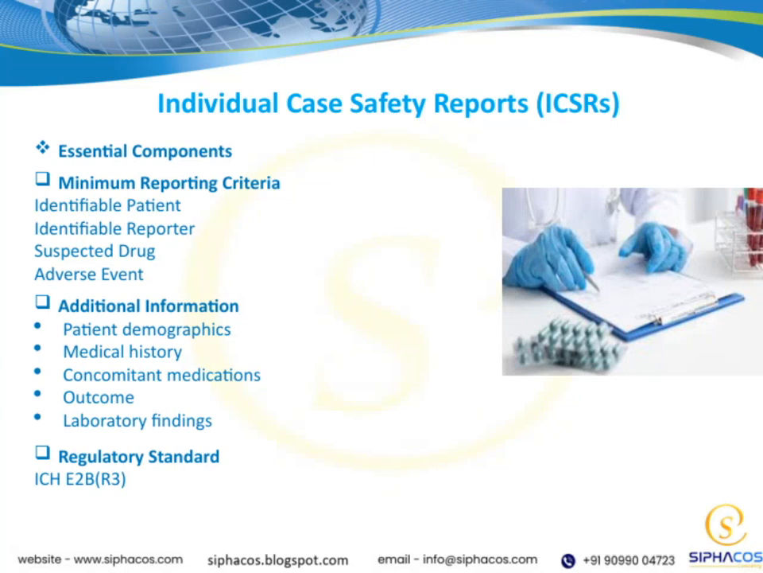When it comes to individual case safety reports, or ICSRs, there are some essential components we always look for. First, the minimum reporting criteria. This means we need an identifiable patient and reporter, the suspected drug, and the adverse event itself. Beyond that, additional information like patient demographics, medical history, other medications, outcomes, and lab findings help build the full picture. All of this follows a regulatory standard known as ICH E2B R3, which keeps reporting consistent worldwide.